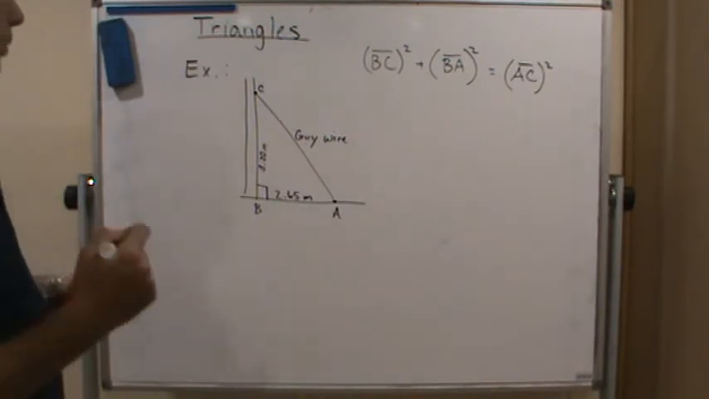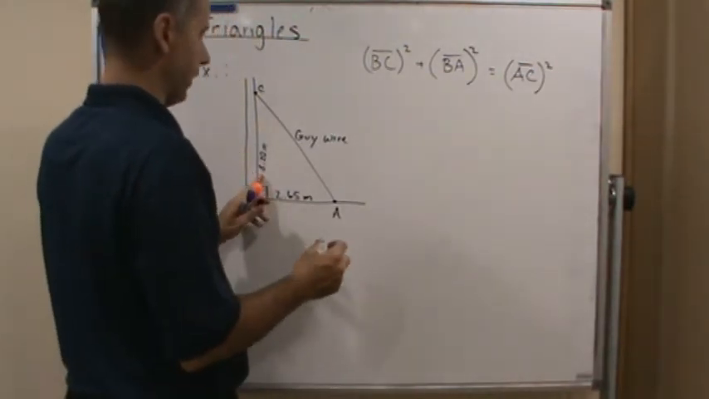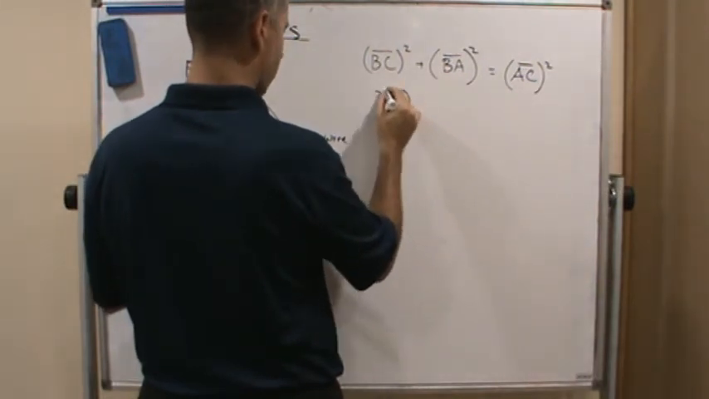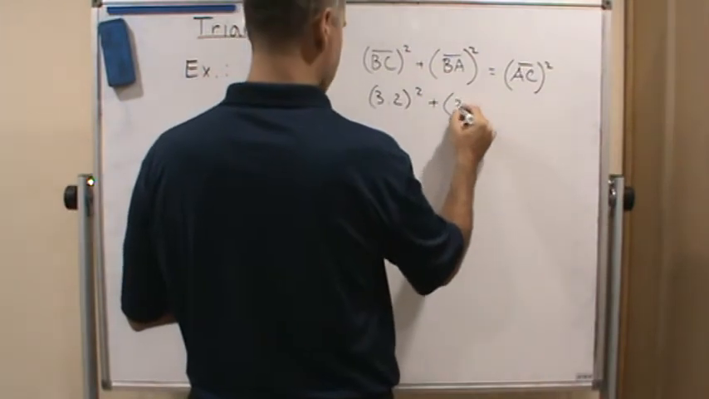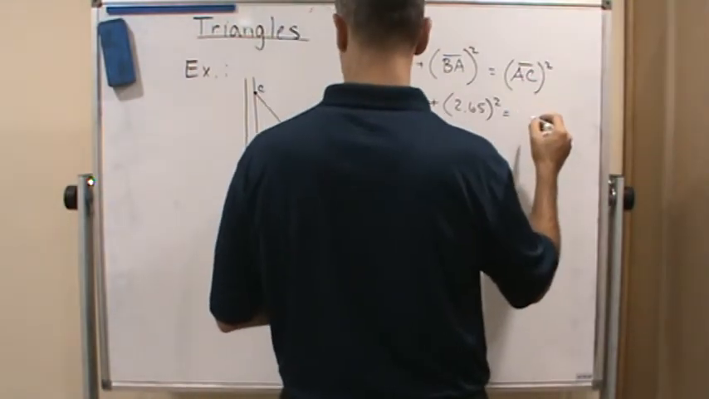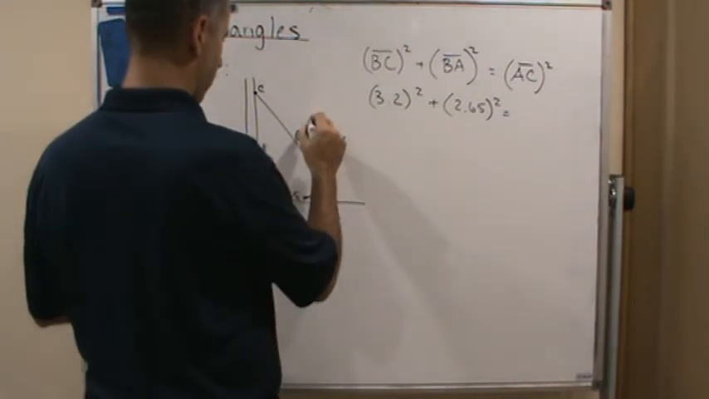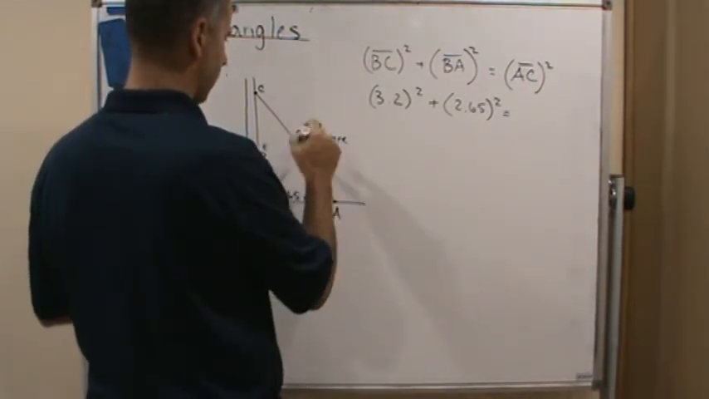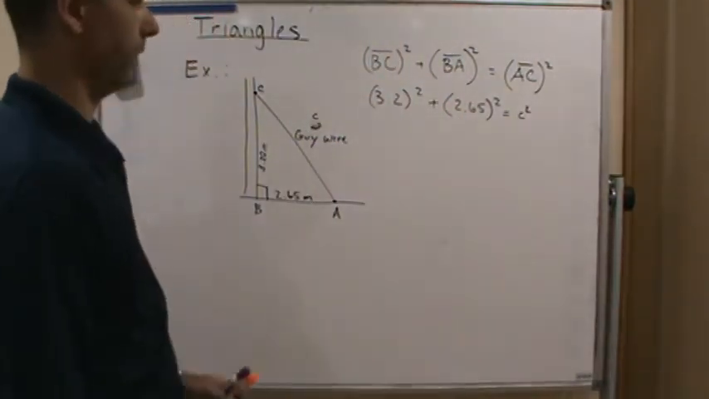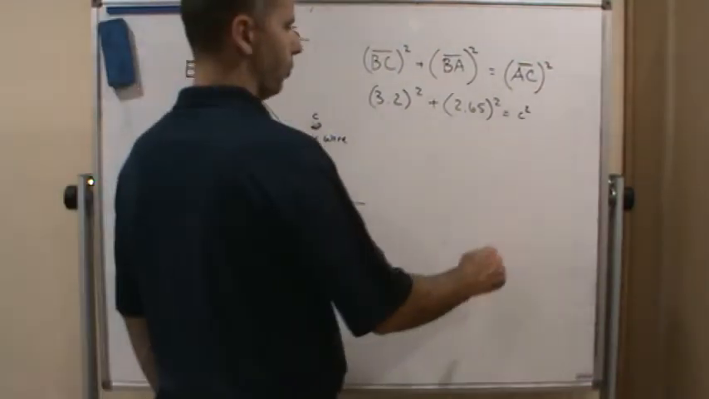Okay, so now all we're going to do is plug in the numbers. So what does this mean here? We've got 3.2 squared plus 2.65 squared equals, let's call it c, lowercase c, squared. Okay. So now all we have to do is put it in our calculator, except we need to solve for c.